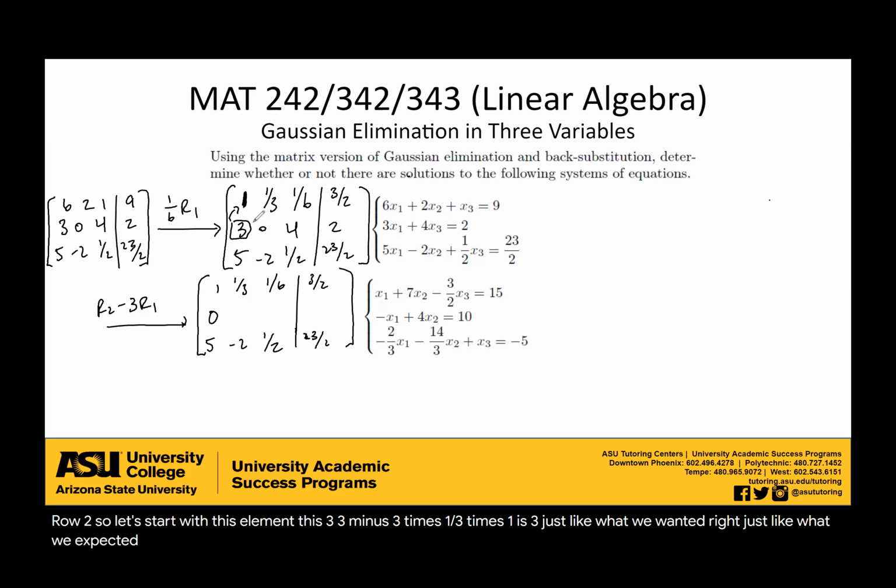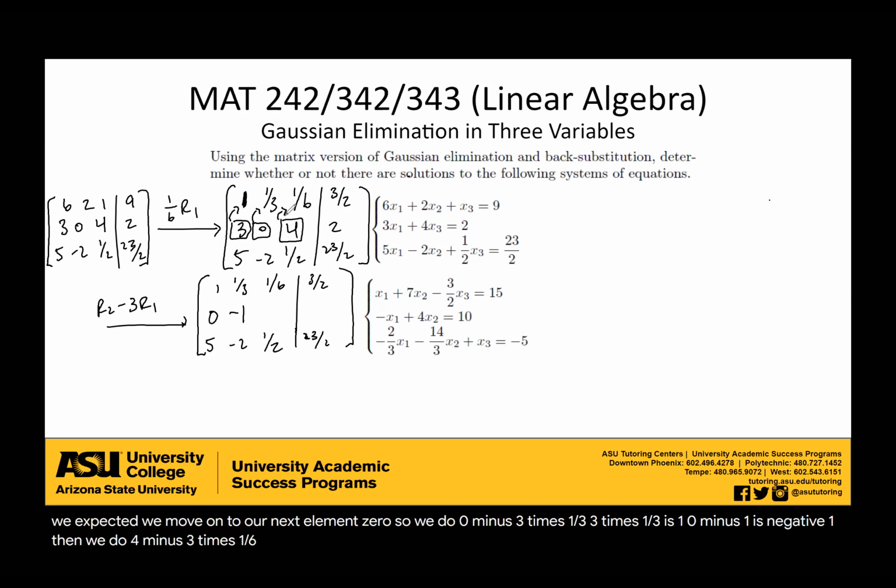We move on to our next element, 0. So we do 0 minus 3 times 1/3. 3 times 1/3 is 1. 0 minus 1 is -1. Then we do 4 minus 3 times 1/6. 3 times 1/6 is 1/2. 4 minus 1/2 is 7/2.